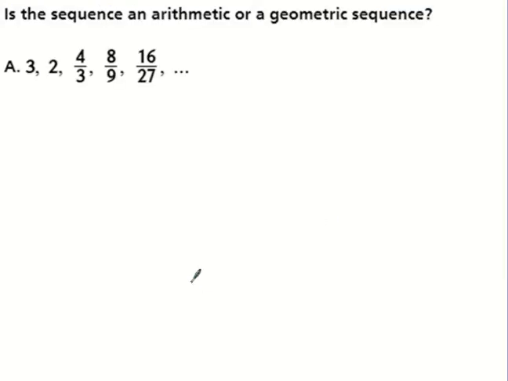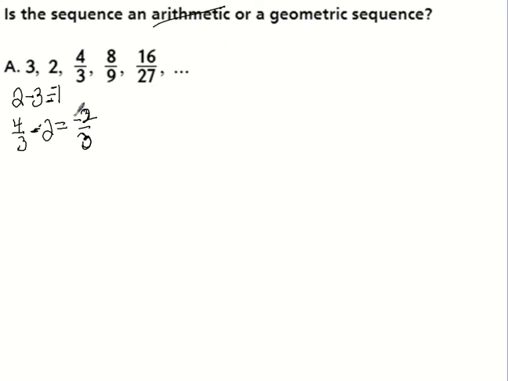So it wants to know, is the sequence arithmetic or geometric? To check if it's arithmetic, we would subtract. Find the difference from 2 to 3. Well, that's -1. Then the next one would be 4/3 minus 2, and that would get me -2/3. I meant to write 2/3 and I wrote 3/3. There we go. These are not the same, so it is not an arithmetic sequence.